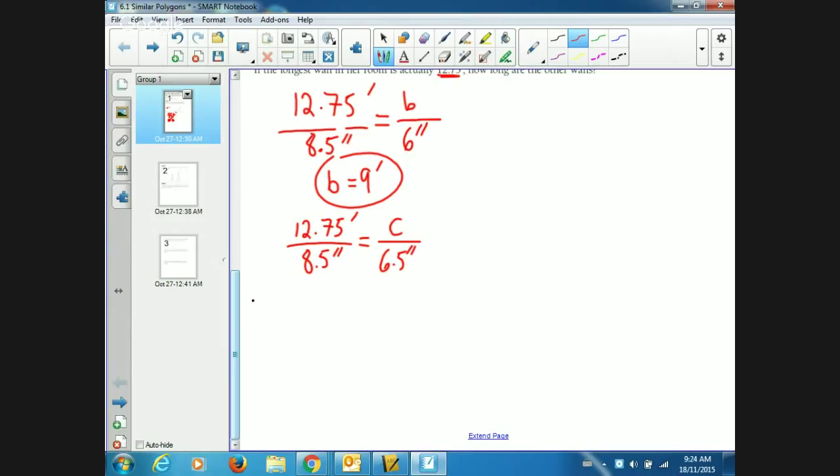And do you have an answer for C already? 9.75. Great. Now, I'm going to leave D, E, and F for you to finish off. It's the same method. And when you do those, you should get 3.9 feet, 3 feet, and 5.1 feet, respectively, in that order. But let's just flip, because I think you got the idea now, right?